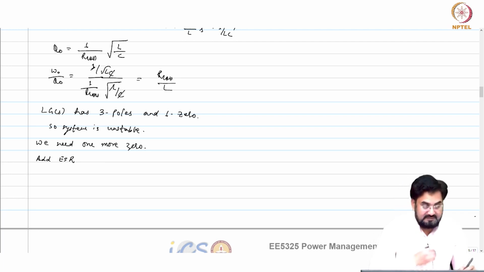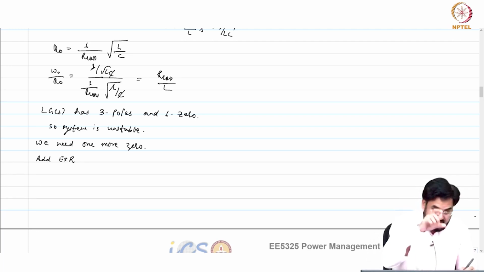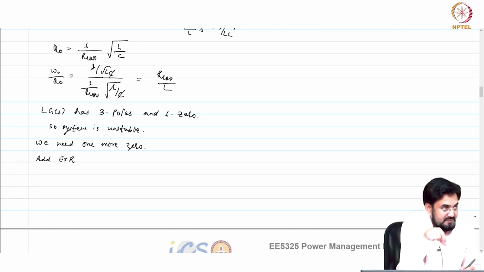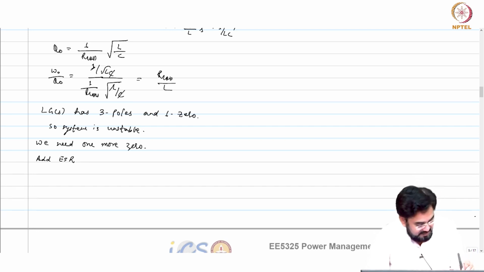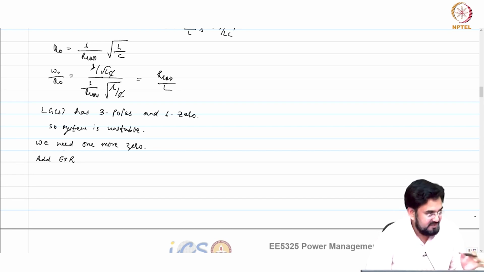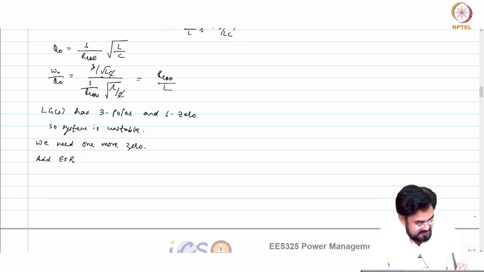ESR. ESR means equivalent series resistor, which comes whenever you put a resistor in series with the filter cap; it's usually referred to as ESR. By default, all caps will have some resistors. These are parasitic resistors, but we are intentionally now going to put in a higher value. Add ESR with output cap C.